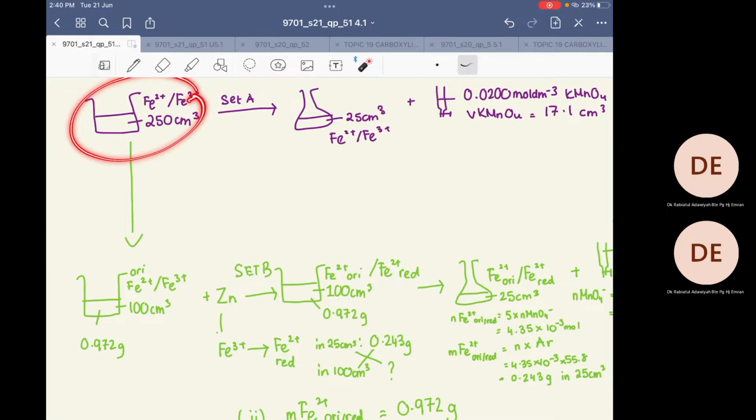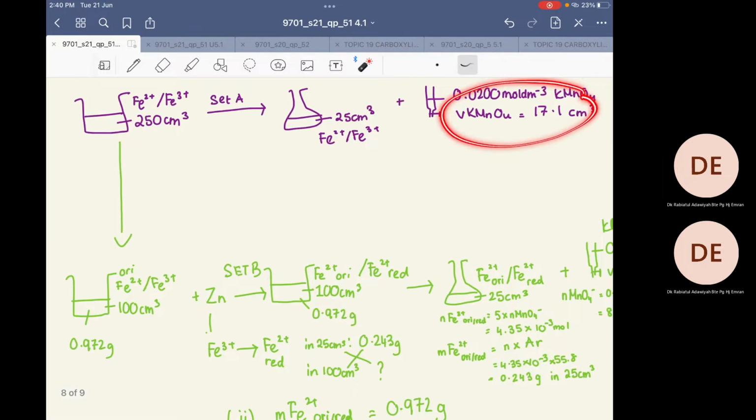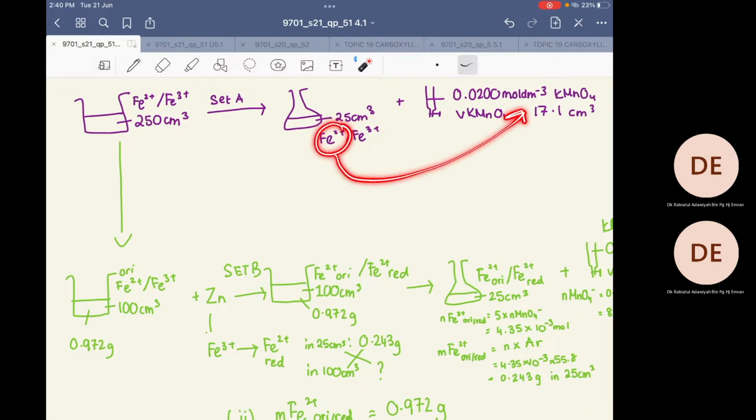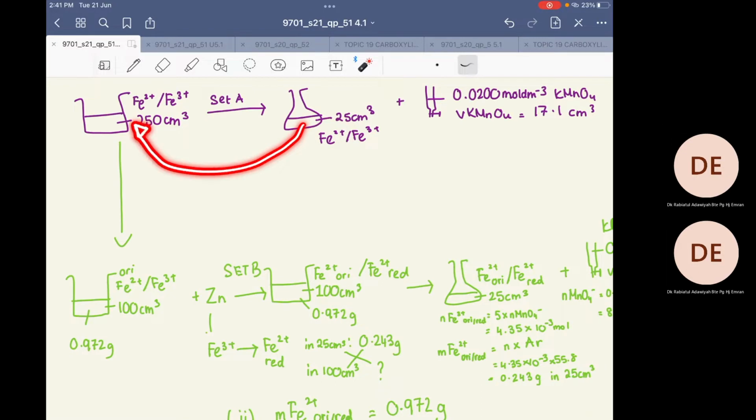I took 25 centimeter cube of that solution, and I reacted it with potassium manganate. Between Fe2 plus and Fe3 plus, only Fe2 plus will react with the potassium manganate. Fe3 plus will stay unchanged. So if I know the number of moles of Fe2 plus in 25 centimeter cube, I can trace back and find out the number of moles of Fe2 plus in 250 centimeter cube. So let's do that.